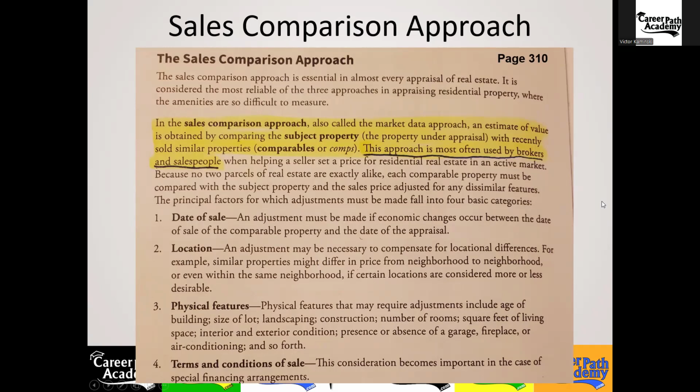And you determine the value of a subject property you're trying to value by comparing it to other recently sold similar properties, similar in size, style, location, amenity, condition, and age, to determine the value of the property. So we compare it to those similar properties that have recently sold, and then make adjustments for the differences to get the closest good valuation possible.